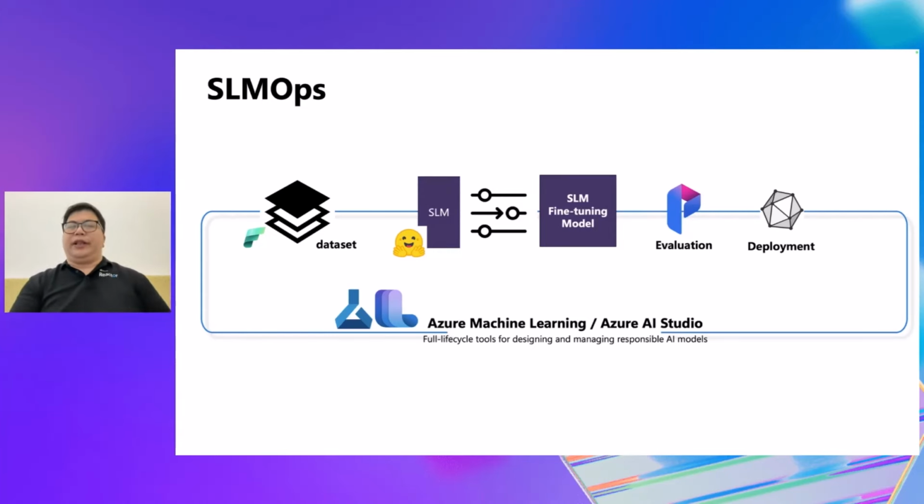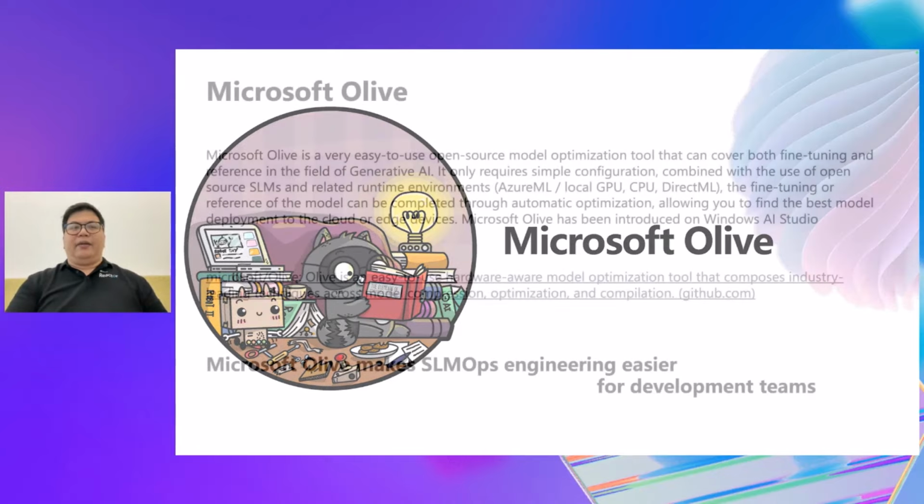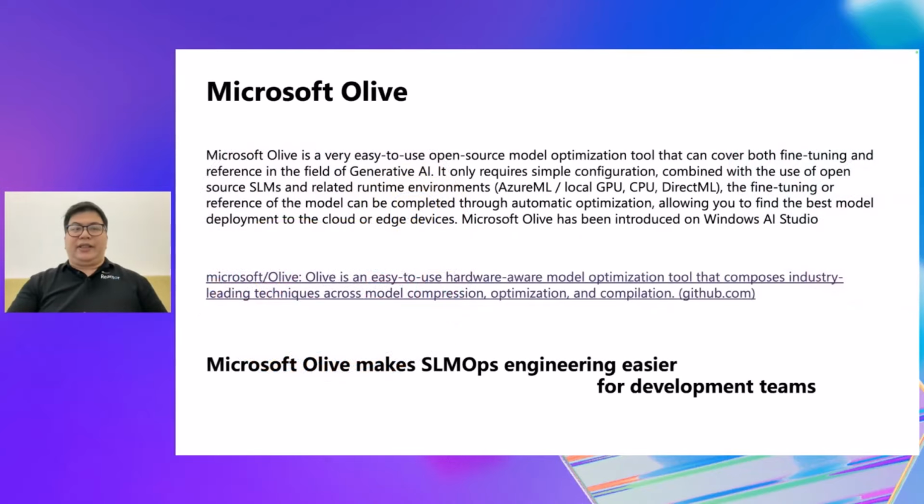How to do this? Maybe some people say, oh, you need to set many steps in Azure Machine Learning. Do we have some tools to support this? Maybe I can suggest you use our open source project, Microsoft Olive. Microsoft Olive is a very good tool for SLM or SLM ops scenarios. We can see Microsoft Olive is very easy for setting different steps in SLM ops.